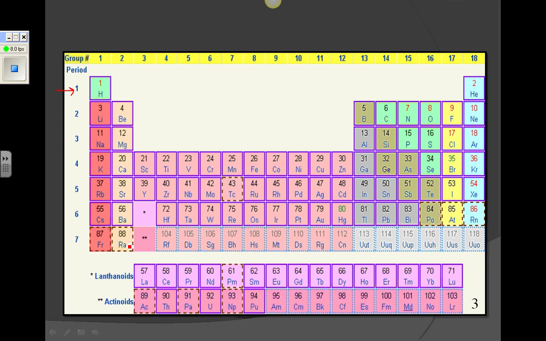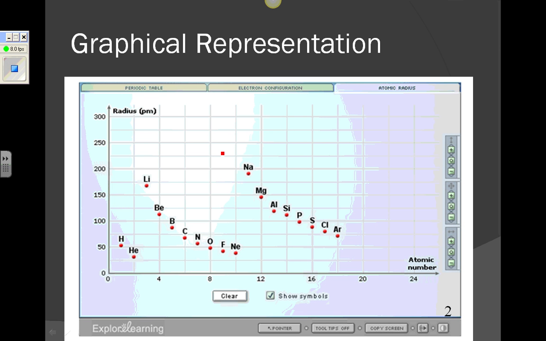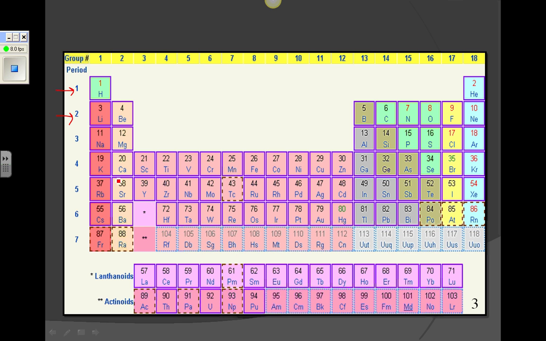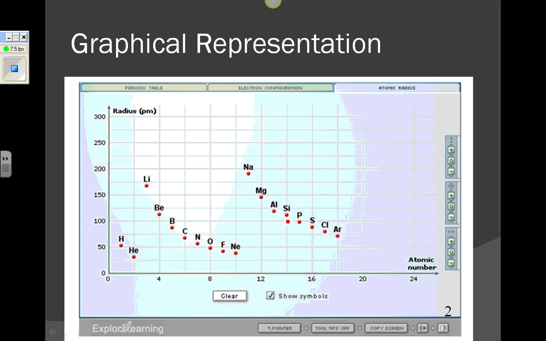Let's look at the elements from period 2 now, which are going to be lithium, beryllium, all the way to fluorine and neon. So essentially we are looking at this line over here. As you can see, the radius of the atom also gets smaller as we go across that period. Let's look at the next one, period 3. That's going to be sodium, magnesium, all the way to chlorine and argon. And again, we see the same trend.